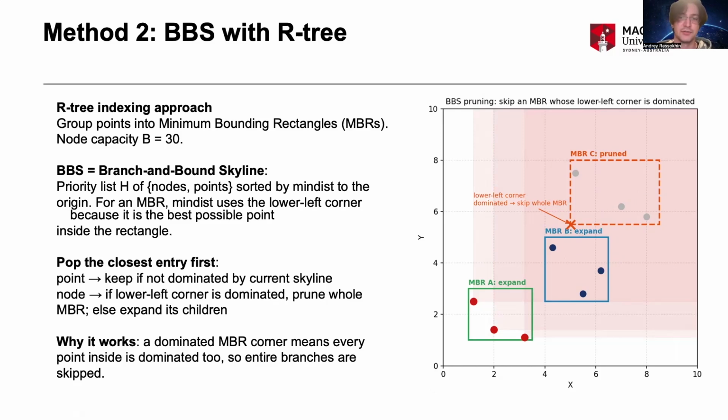If the lower left corner of an MBR is already dominated by a skyline point, then every point inside that MBR is also dominated or worse. So we can skip that whole rectangle instead of checking every point. That's where most of our speedup comes from.